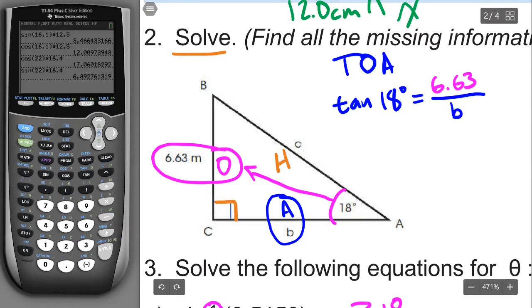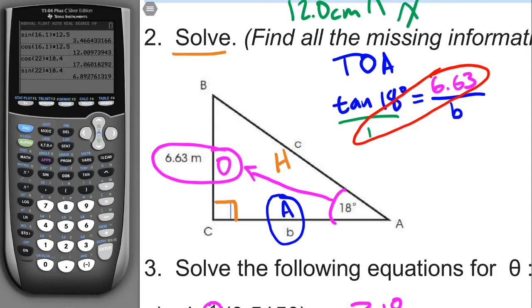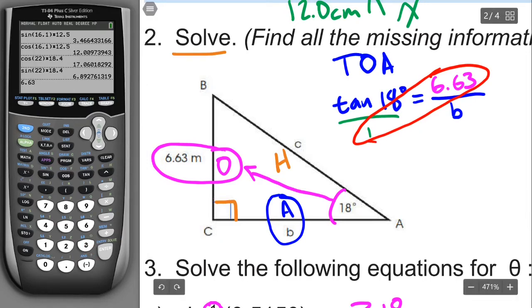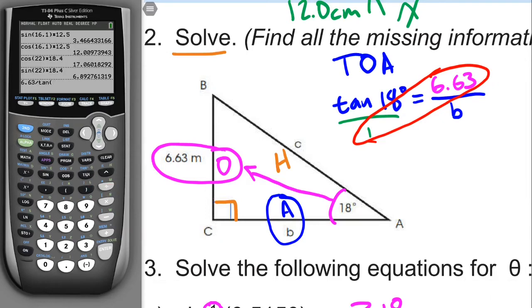Now, B being in the denominator, the way some people solve this ends up being a bit of a trickier problem, but if you cross multiply and divide, it ends up being no harder than any other way. Because when we cross multiply and divide, all this means is that tan 18 is in our denominator. So we are going to do 6.63, times 1 doesn't matter, so I'll just skip the times 1 and jump right to divide by tangent of 18.